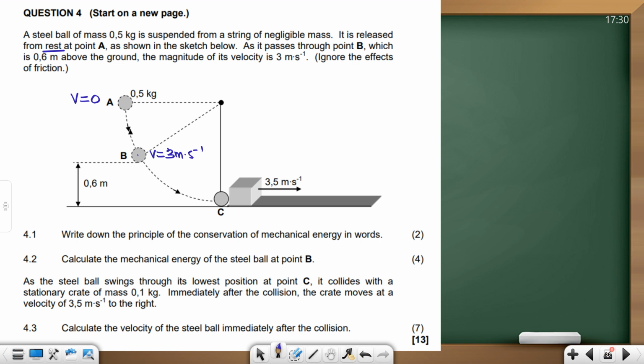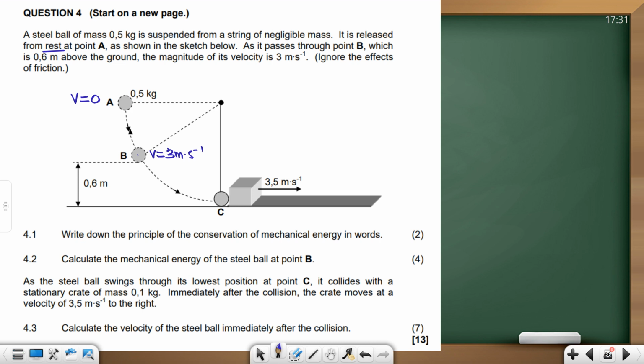Guys, are you following? All right. Ignore the effect of friction. May I quickly ask, before we go into calculations, do you understand what I have read so far? Please, I need your thumbs up, thumbs down, sad faces, happy faces. I'm looking for somebody with a thumbs down. No one. Okay, so you understand what we've read.